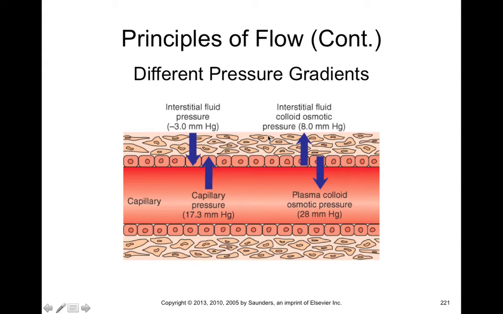Now, we do find some smaller forces at play as well, like interstitial fluid hydrostatic pressure, which is a fluid pressure in tissue.